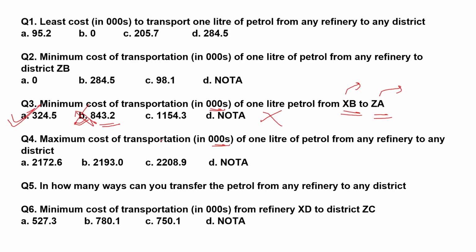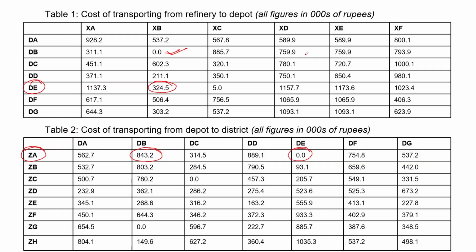Okay, let's move to the next question. Maximum cost of transportation in thousand of 1 liter of petrol from any refinery to any district. Again, very easy, no constraint. Any refinery to any district, but now you have to find the maximum cost. So for the maximum cost, let's check the first table. From any refinery to any depot, let's check what can be the maximum value.